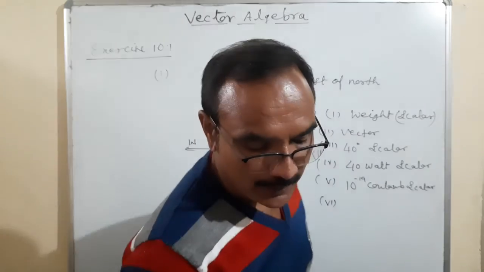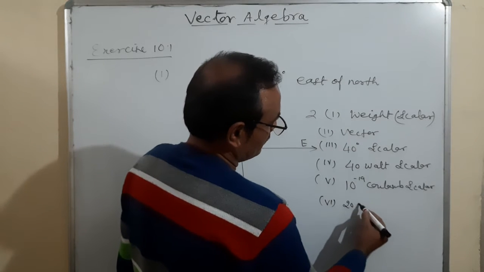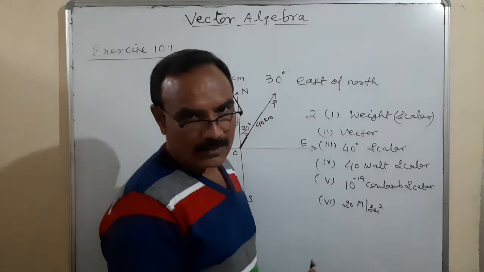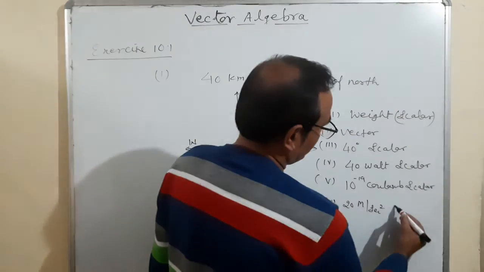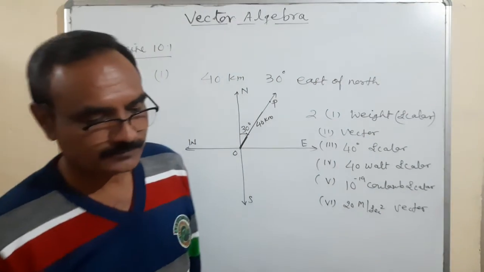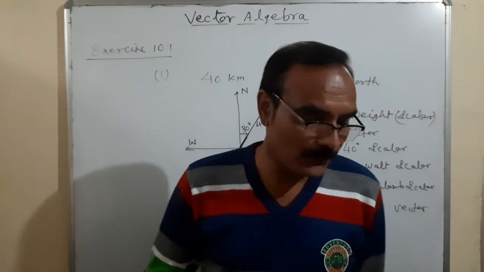And next one is 20 meter per second square. This is the acceleration. Of course, it is having the direction, so it is a vector quantity. Okay, 20 meter per second square. So that is question number 2.